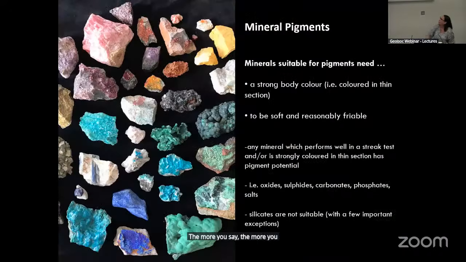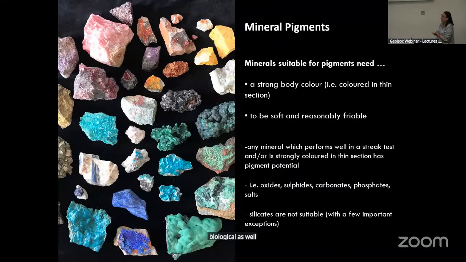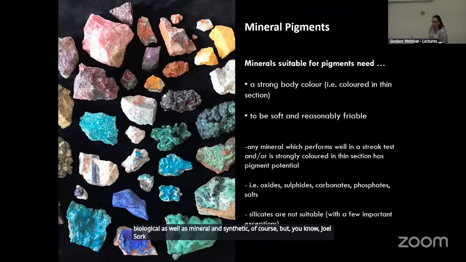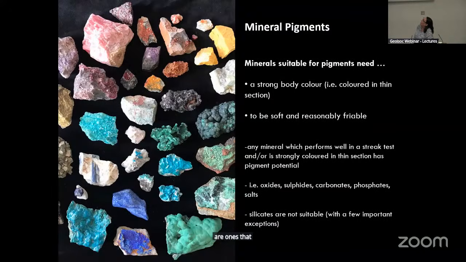So mineral pigments. Now, as I say, pigments can be biological as well as mineral and synthetic, of course. But as a geologist, I've got to concentrate on mineral pigments, haven't I, really? So for those of you who remember, again, undergraduate mineralogy, the minerals that are suitable as pigments are ones that essentially do a good streak test. So I'm seeing some nods there.